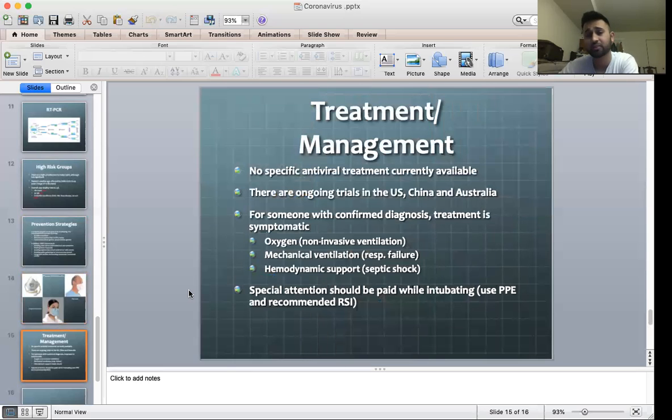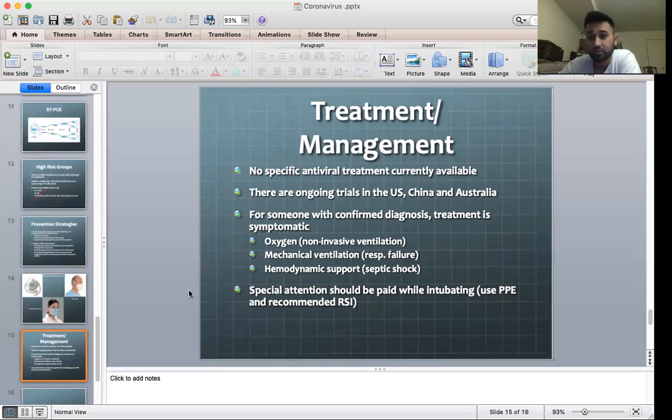So treatment and management is very similar. There's really no antiviral available currently, although the US, China, and Australia are actually working on some trials. So for someone who has a confirmed diagnosis, oxygen is the first line therapy, non-invasive ventilation, that is. If someone's not responding and going into respiratory failure, you put them on mechanical ventilation. And someone in septic shock, you give them hemodynamic support, which is IV fluids, and whatever else you might need to give.